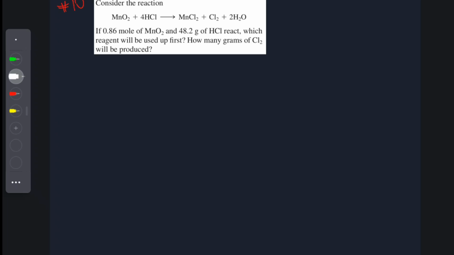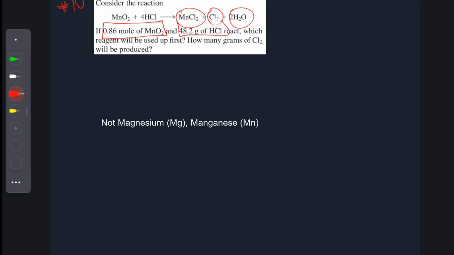And question 10. Consider the reaction: manganese oxide reacts with HCl and produces manganese chloride, Cl2 and water, and these are the moles of the manganese oxide and HCl, and the question is which reagent will be used up first, and how many grams of Cl2 will be produced. So I want to write the reaction on a clean surface.